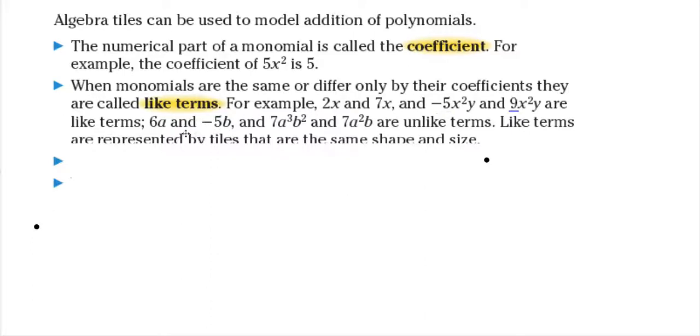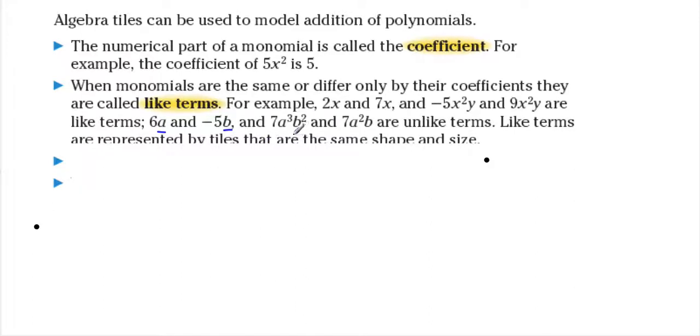6a, negative 5b, 7a cubed b squared, and 7a squared b are unlike terms, simply because look at their variables. 6a has a variable of a, negative 5b has a variable of b. They are unlike terms.